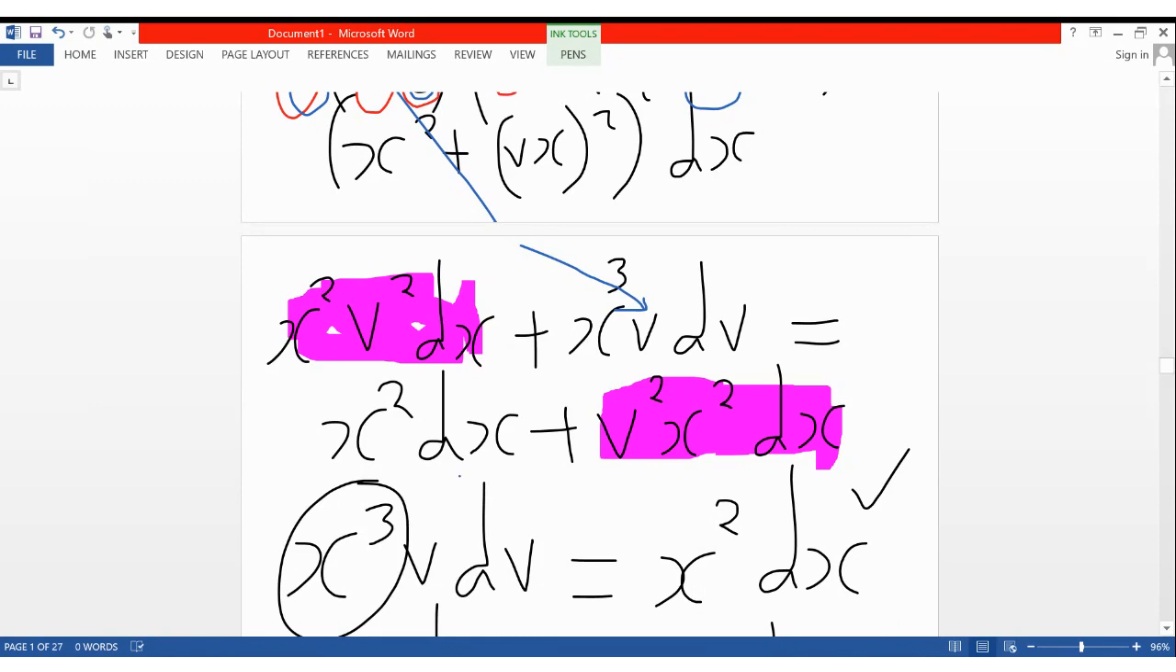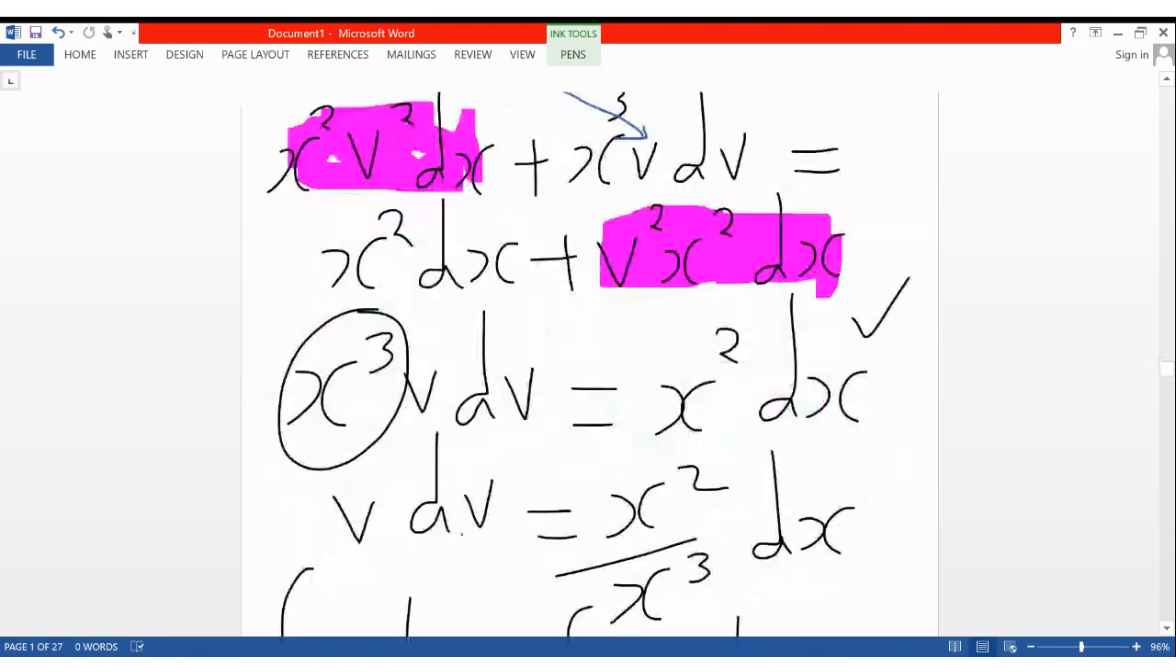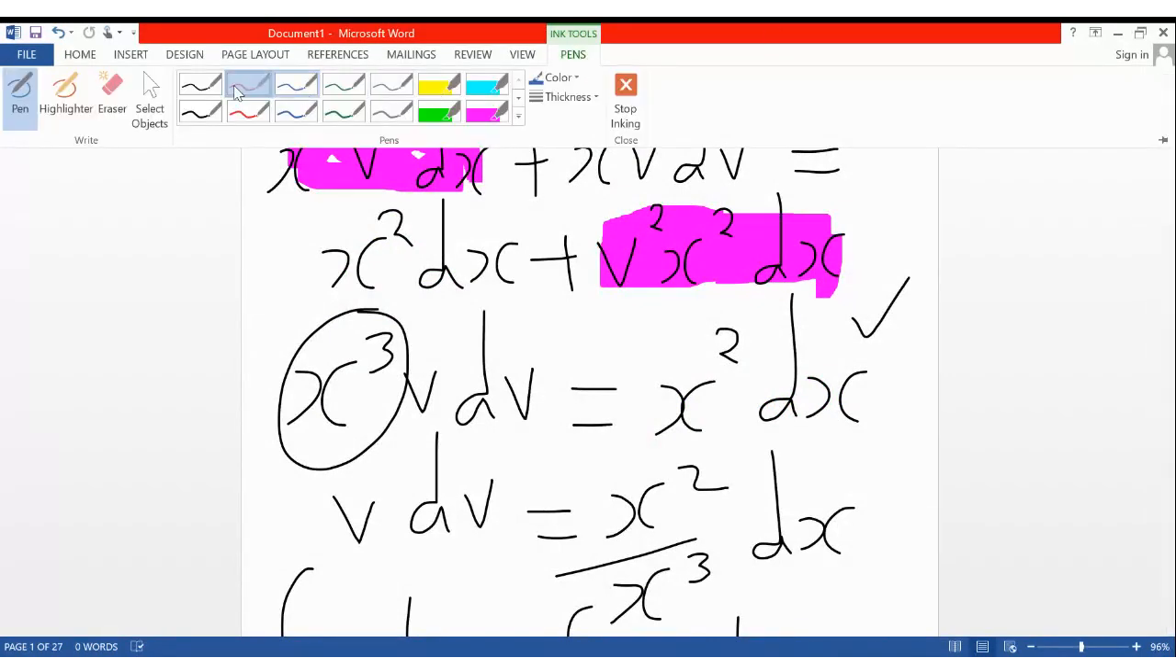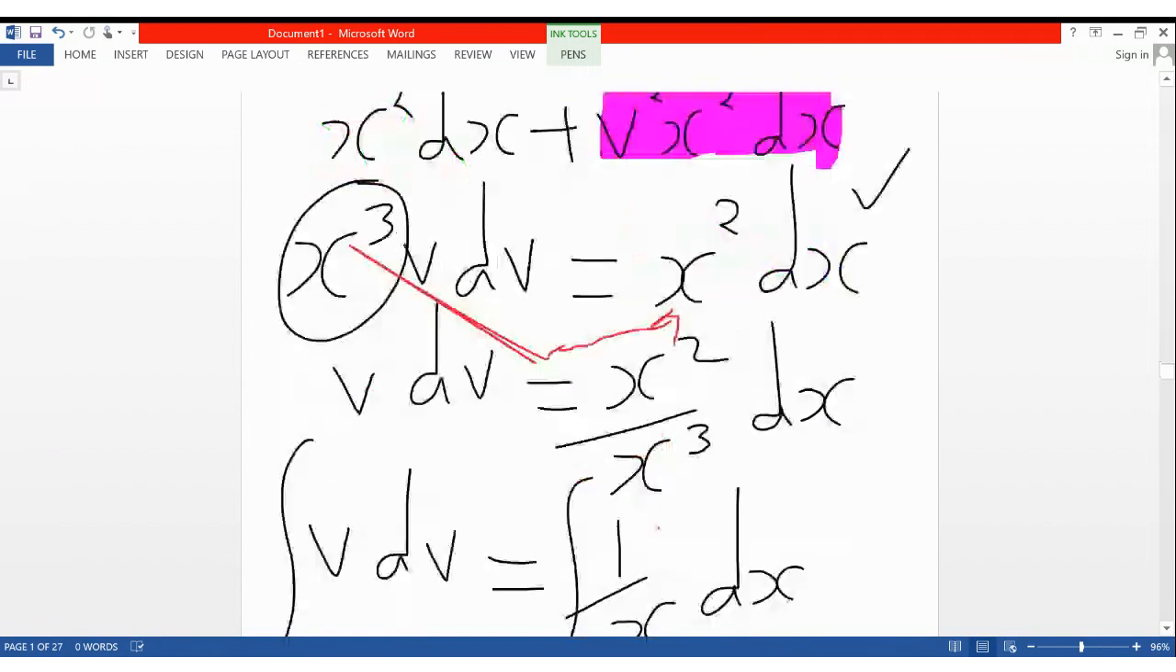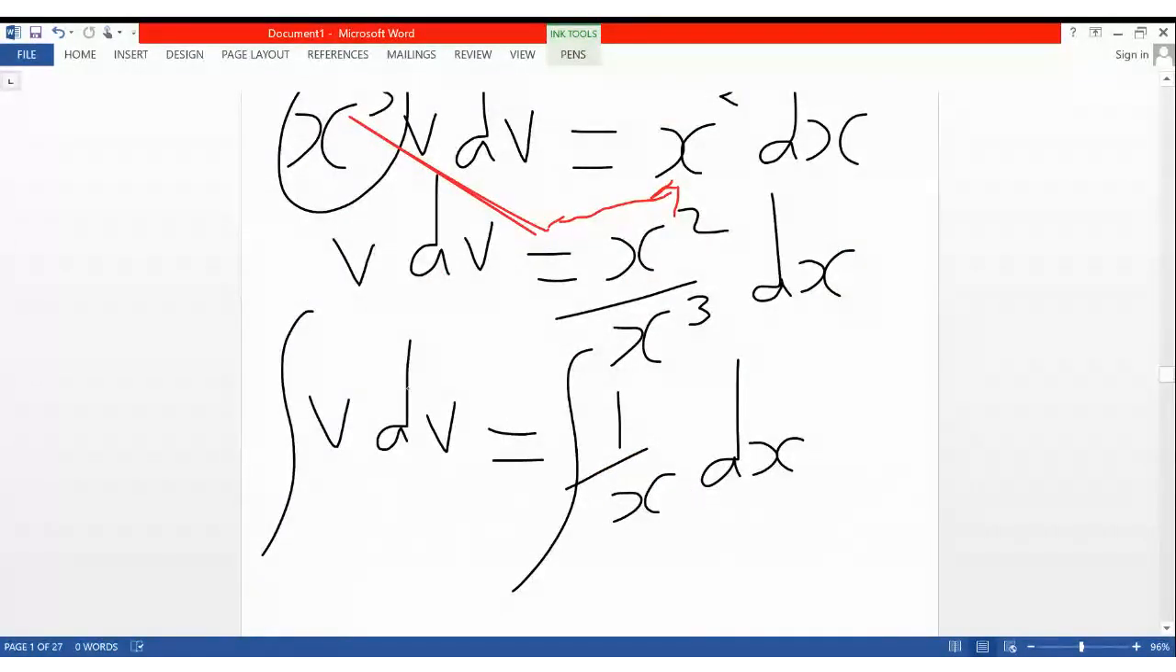And then from there we separate the variables. This x to power 3 has to come this side, because you can't integrate otherwise. This one has to come this side, and the only way it can come there is by dividing both sides by x to power 3. So this side it will not be there anymore. It will remain with x squared over x to power 3, and here you will remain with v dv. This is what we wanted, like terms together. You'll have 1 over x dx.